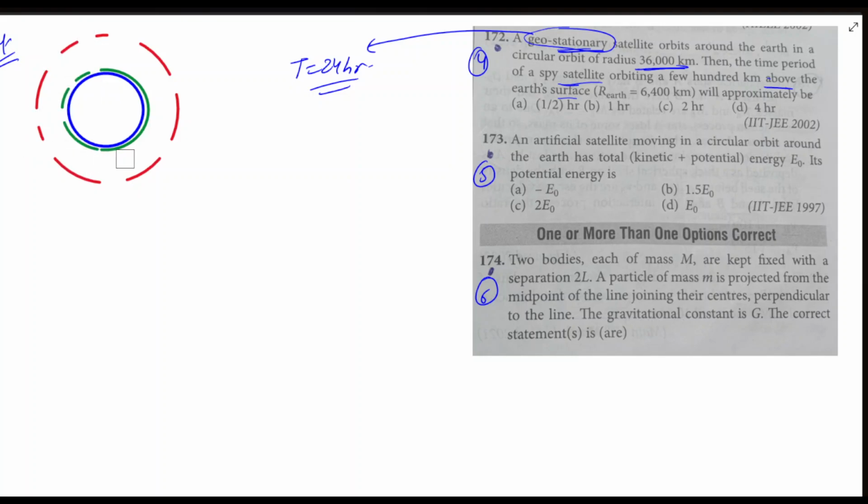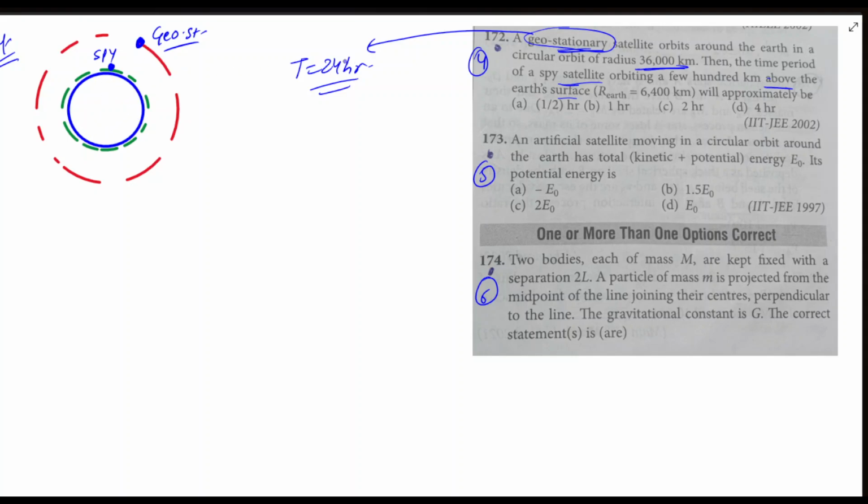So I'm just going to write this. Okay. So look, we have a satellite here. This is our geostationary satellite. And we have a satellite here. This is a spy satellite. It's a few hundred kilometers up, so we'll just approximate that it is near the radius of the Earth.